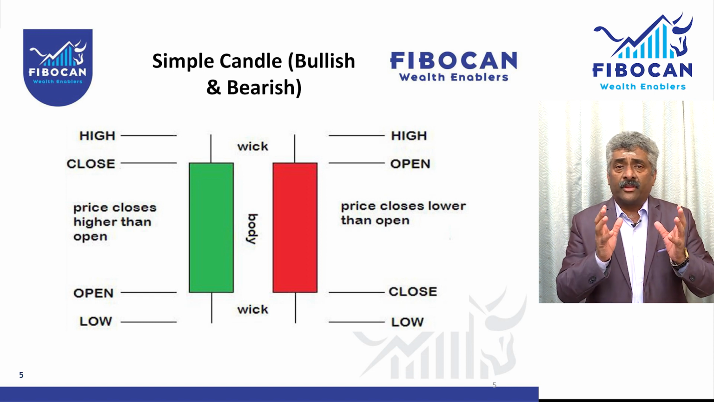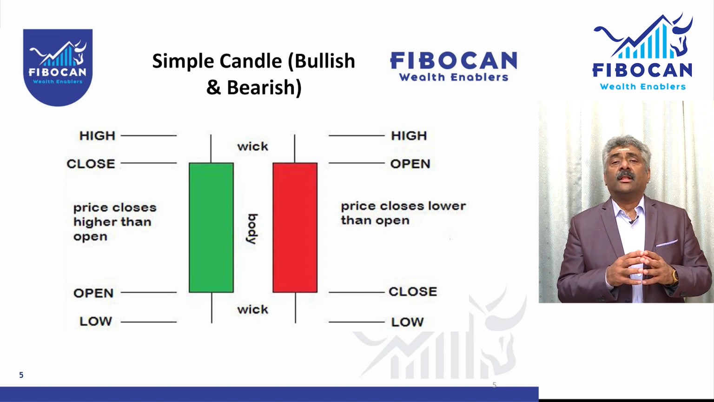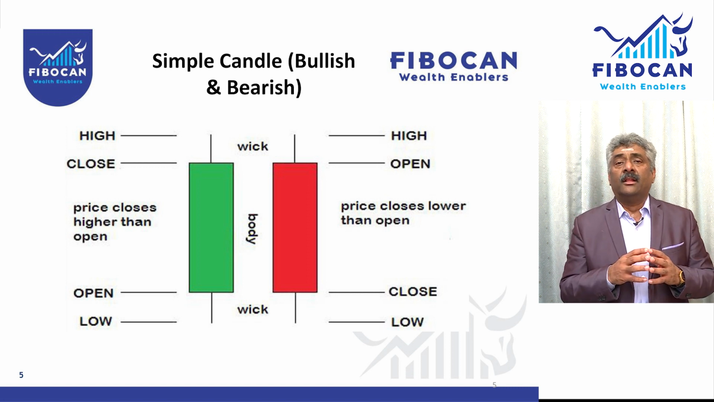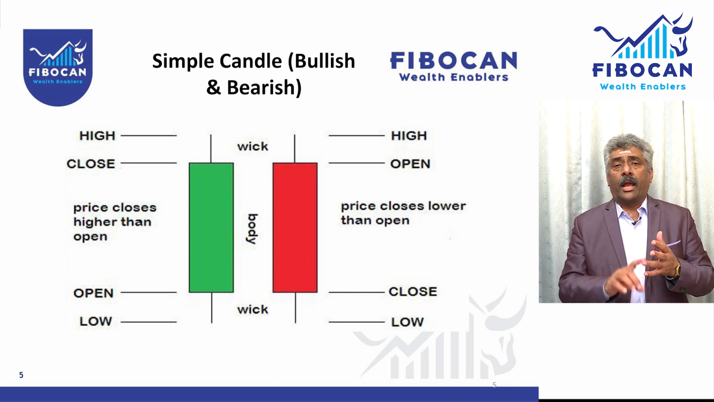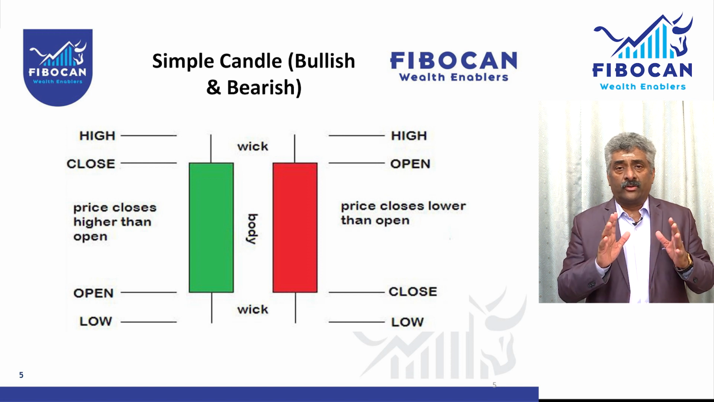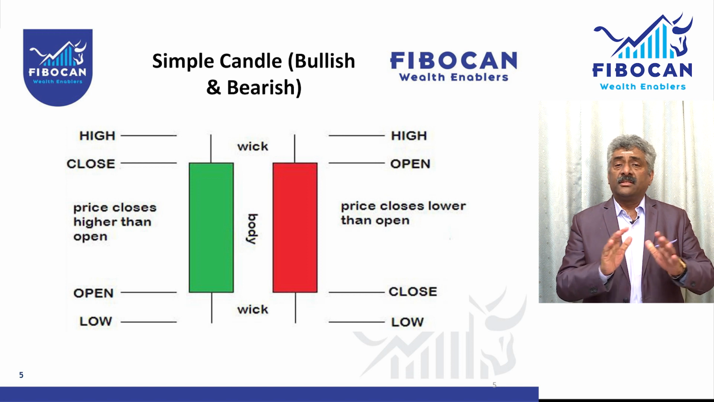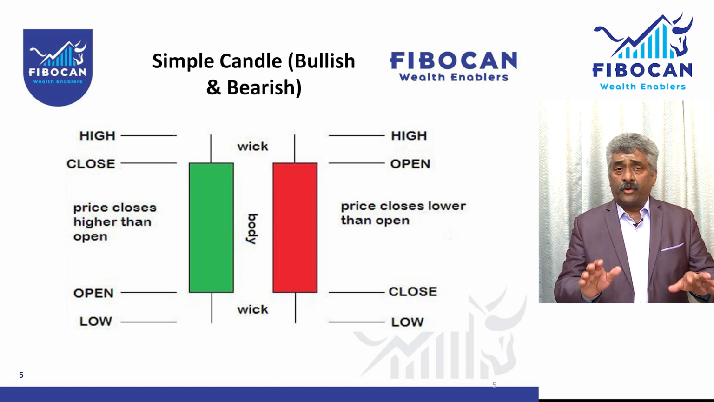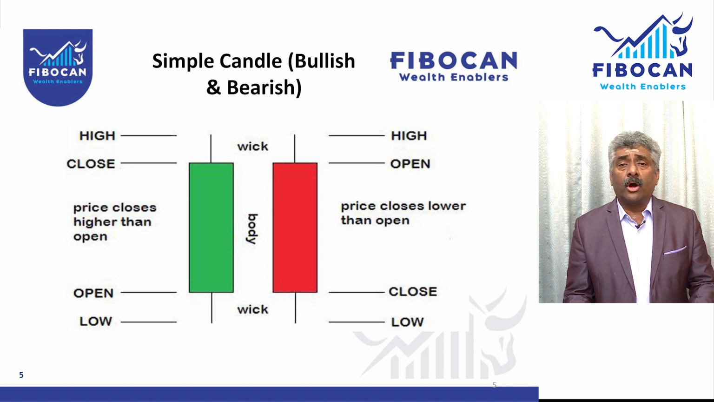All the players have all the information and take informed decisions; that we call a fair market. In a fair market, there are 4 price points: the open, high, low and close. That is denoted by candlesticks, either by a red or green candle. This is the simple candle. I am sure you would have understood. Now let's go to slide 6, which is Marubozu.